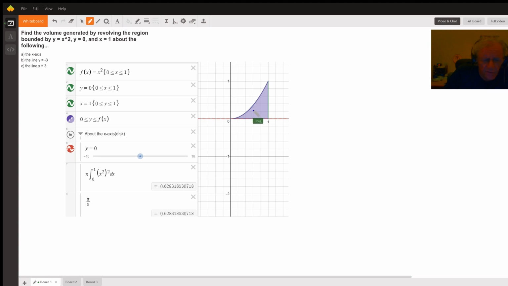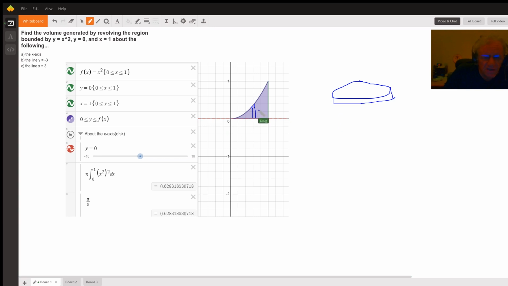Well, when the axis of revolution is right on the boundary of the region being revolved, you can use the disk method. And you want to picture a thin little disk here being revolved around the axis of revolution. And you're going to get a disk that maybe looks something like this. And you want to find the volume of that disk and then integrate from 0 to 1.